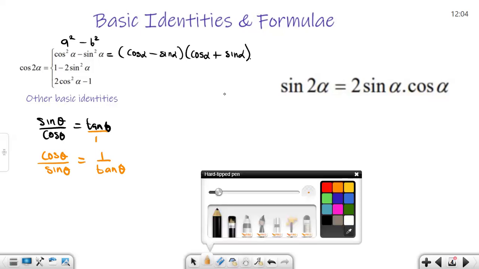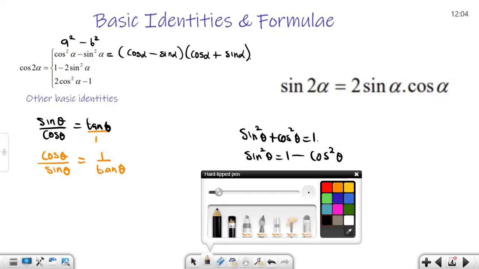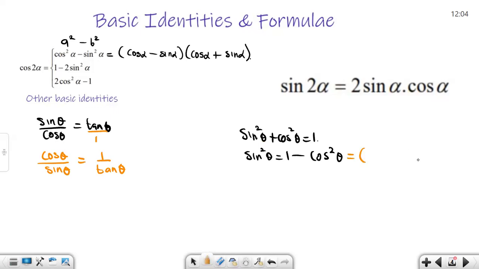The other one is called the square identity. Sine squared theta plus cos squared theta is equal to 1. If I make sine squared theta the subject of the formula, this is what I'm going to get. This is also a difference of two squares. It could be 1 minus cos theta times 1 plus cos theta. Even cos squared theta will be 1 minus sine squared theta.